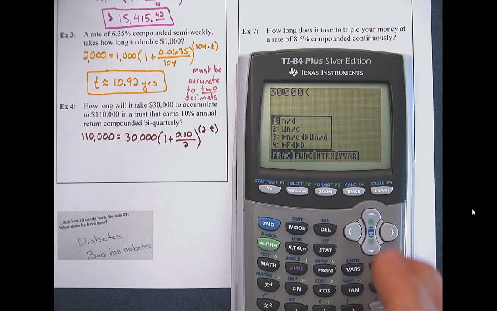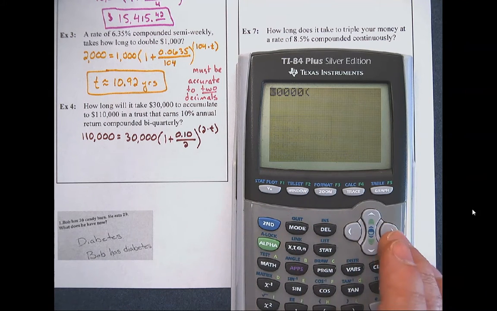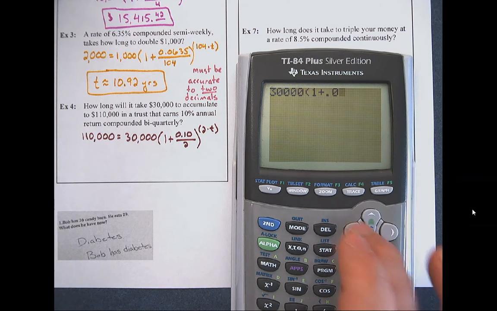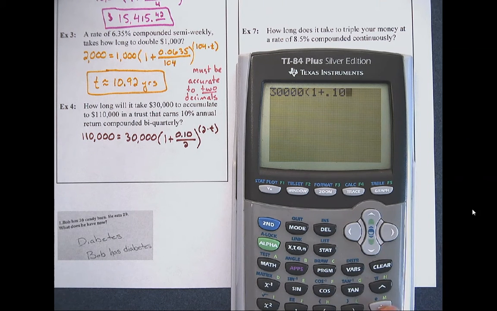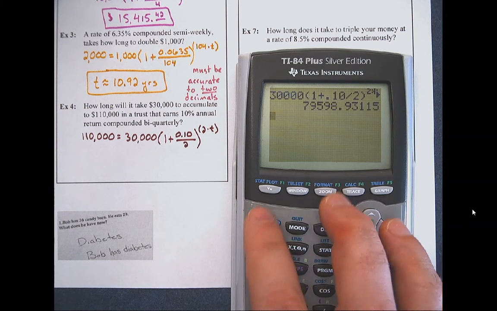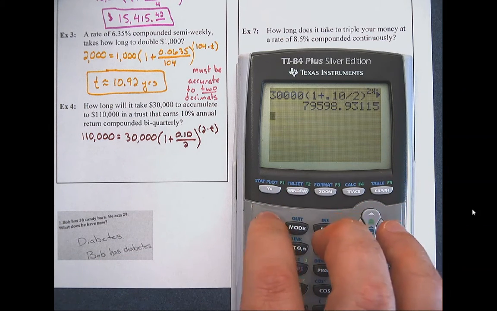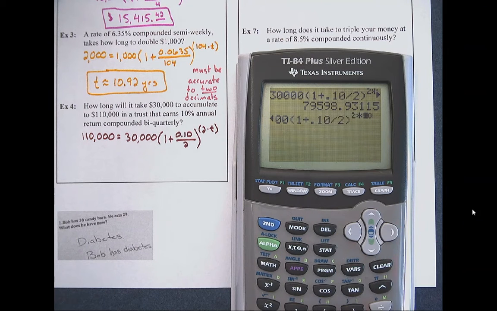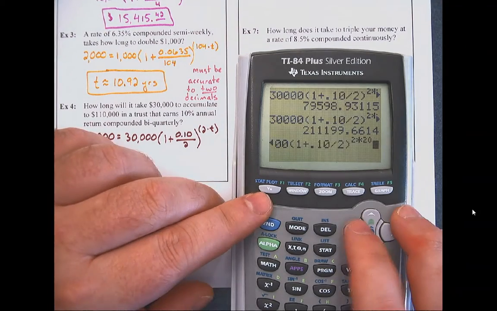So 30,000 times, I won't be fancy this time, 1 plus 0.10 divided by 2, close it, to the power of 2 times, let's say 10 again. Nope, not even close. That's 79,000. I need 110,000. So let's try 20. Good. That helped me notice that it's between 10 and 20.